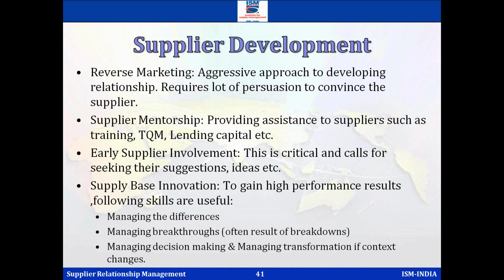Supplier development. This also is very critical. At the end of the day, you want to develop suppliers. Reverse marketing: some suppliers are very good, and you have to take an aggressive approach to develop a relationship with them, so convince them and persuade them to come and work with you. Supplier mentorship: some suppliers need mentoring on TQM. Some are very small suppliers and need lending capital, and you may like to help them. Some need training, and you may like to help them. Early supplier involvement, early ESI, is very critical.